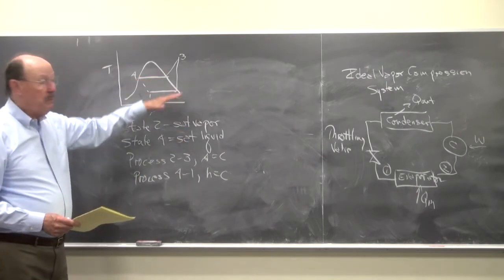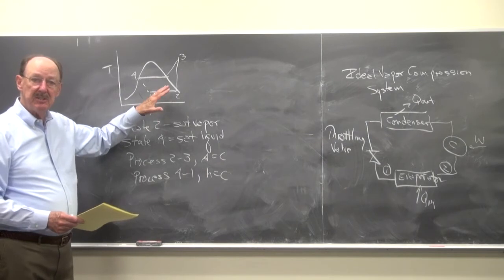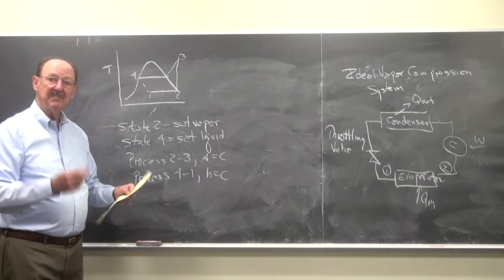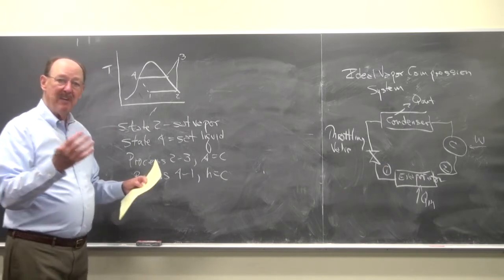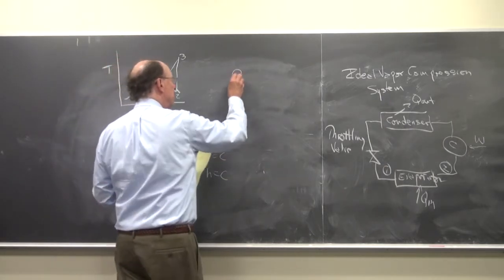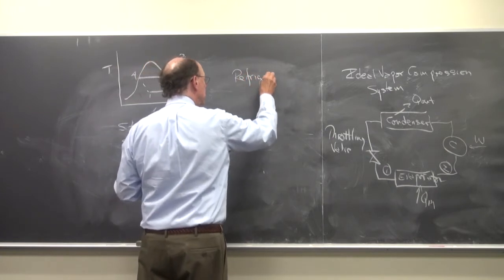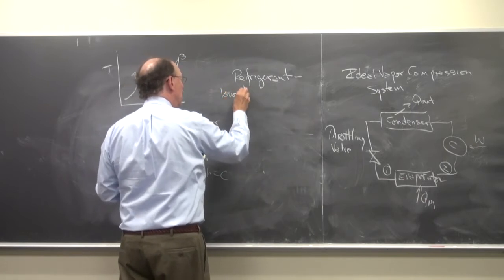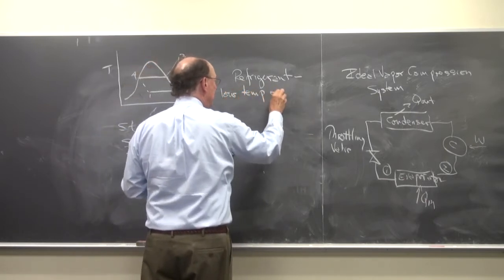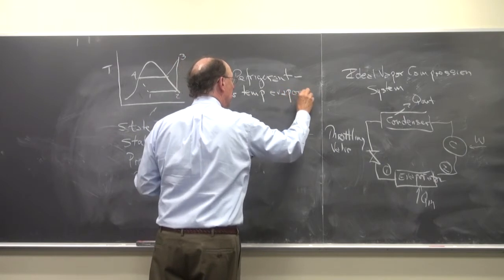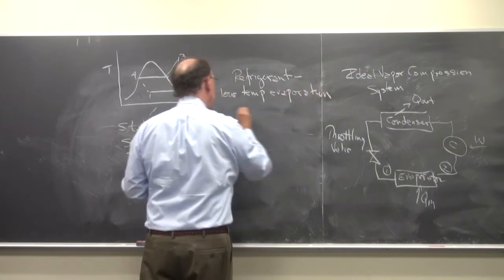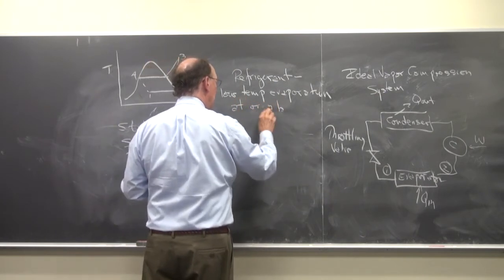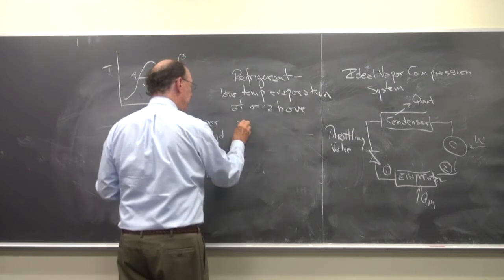And so what we want in terms of refrigerants, and there's a discussion of refrigerants in the text, is something that has a low temperature at or above atmospheric pressure. So for a refrigerant, we'd like a low temperature evaporation at or above atmospheric pressure.